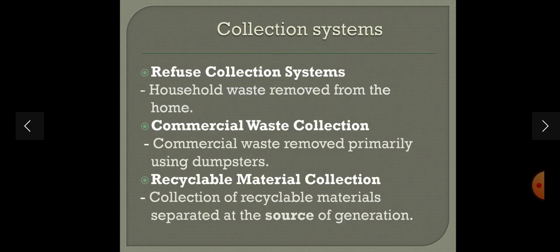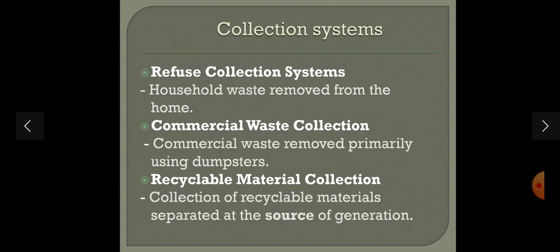So based on the type of waste, we can say that there are three types of collection systems. Firstly, the refuse collection system. Refuse mainly includes the household waste and the residential waste. So here, the refuse collection system means the household waste will be removed from homes. And then comes the commercial waste collection. Commercial wastes are removed using, say, dumpsters, and this is one of the systems.